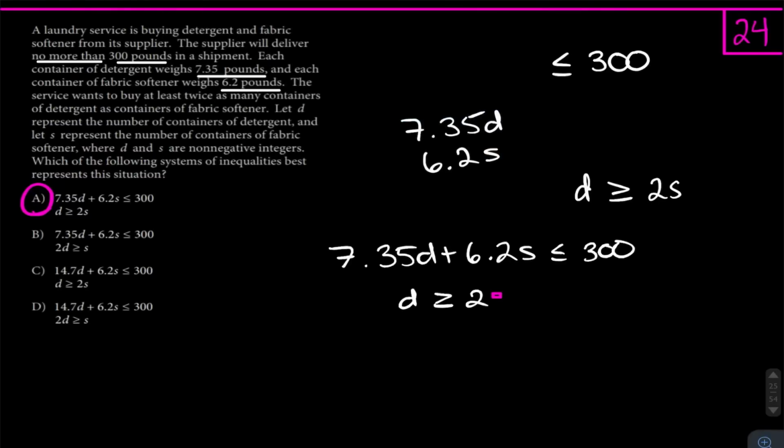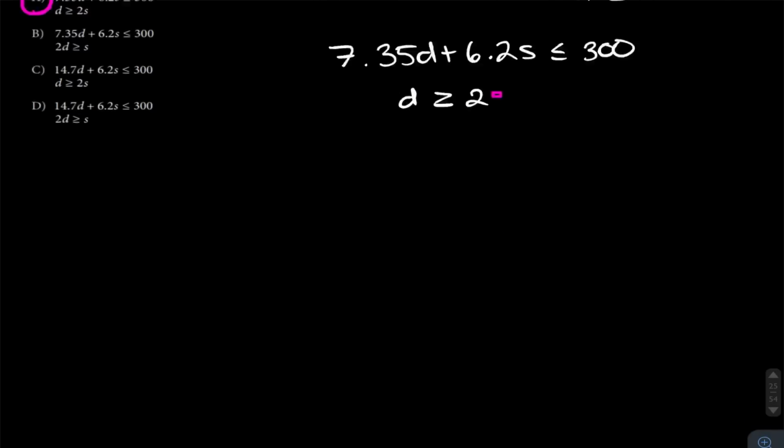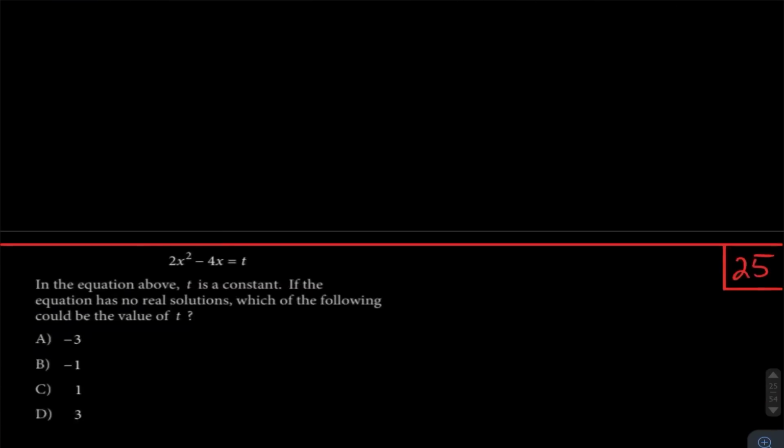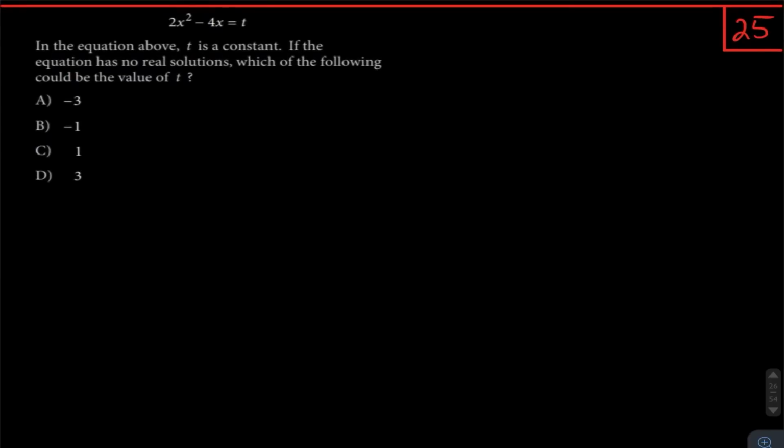All right? Awesome. Looks like we're doing problem... What happened here? Hang on. That's supposed to be an S. Anyways, looks like we're moving on to problem 25. Problem 25 says, in the equation above, t is a constant. If the equation has no real solutions, which of the following could be the value of t?